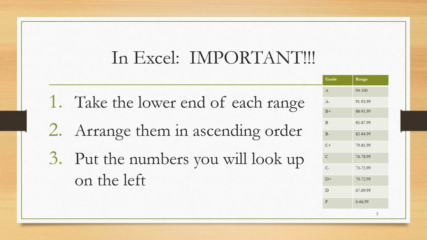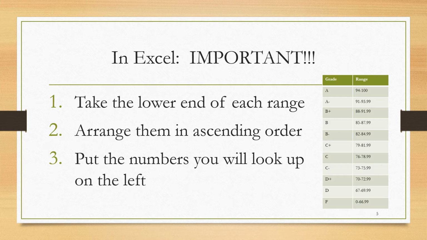There are at least 3 important properties that the VLOOKUP table must have that we must pay attention to. A grade corresponds to a range. A is a 94 to 100. We will always take the lower number to correspond to the range. So A will correspond to 94. We're going to arrange those ranges in ascending order. So the F's must come first because they correspond to lower numbers.